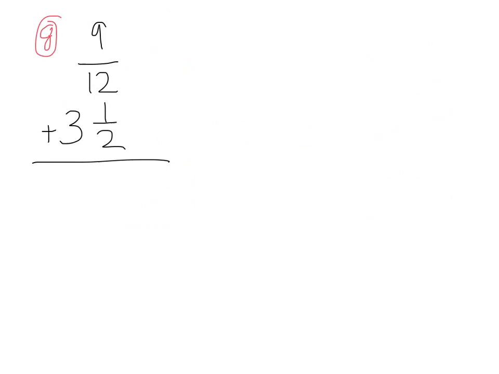Okay, so we have 9/12 plus 3 and 1/2. Do they have the same denominator? No. Are they multiples of one another? Yes. 2 can become 12ths, right? So 1/2 is equal to how many 12ths? 6. 6 12ths, half of it, right? Half of 12 is 6.